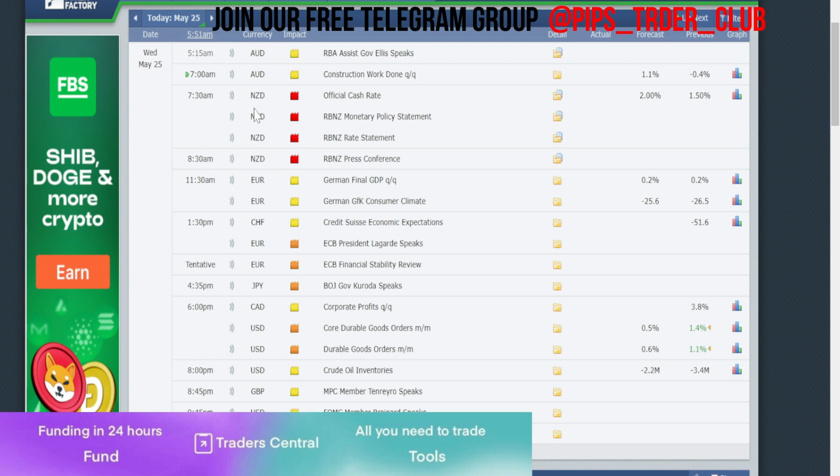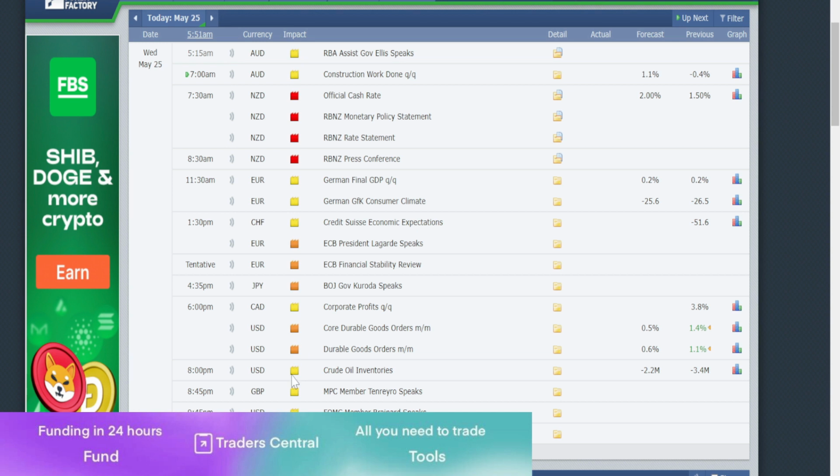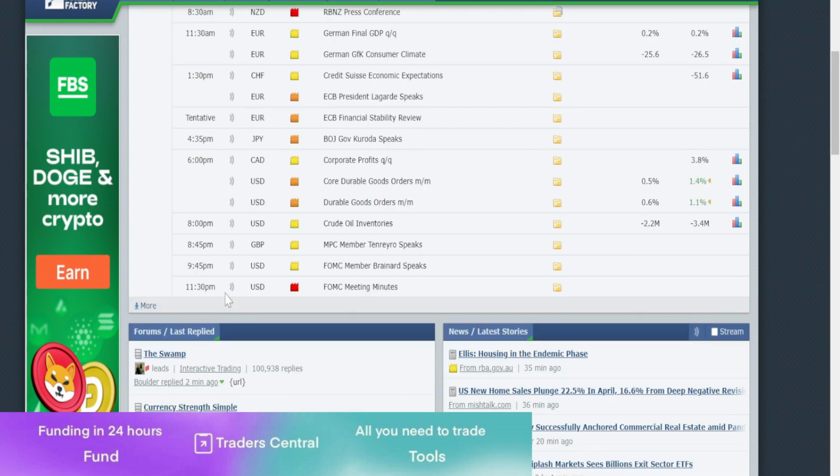When we look at the news plan for today, at 7:30 AM, we have high impacting news coming up for New Zealand dollar. Then at 1:30 PM we have medium impacting news for euro related currency pairs. 4:30 PM we have medium impacting news coming up for Japanese yen related currency pairs. Then at 6 PM we have medium impacting news for US dollar currency pairs. Again at 11:30 PM we have high impacting news coming up for US dollar related currency pairs.